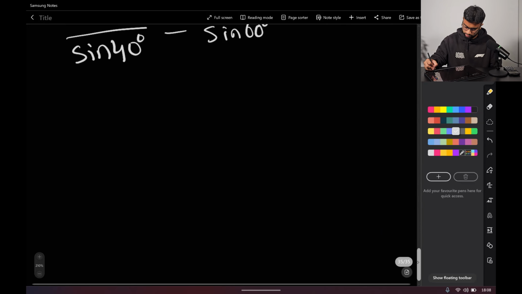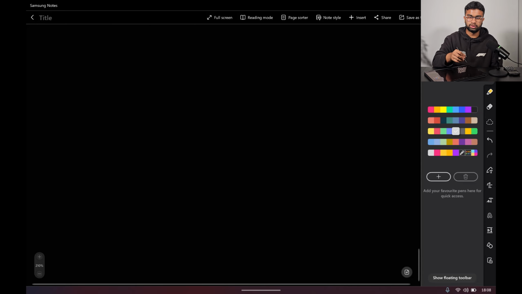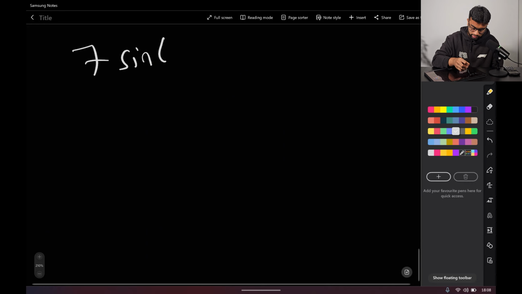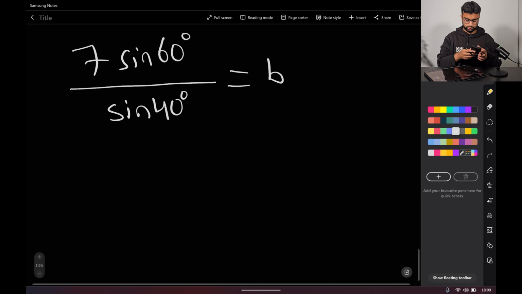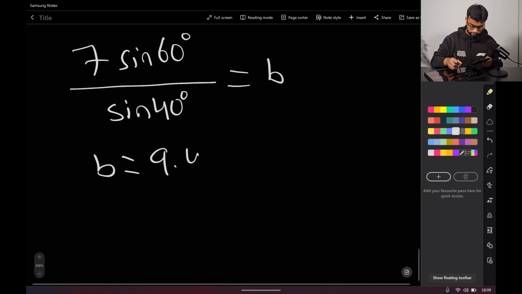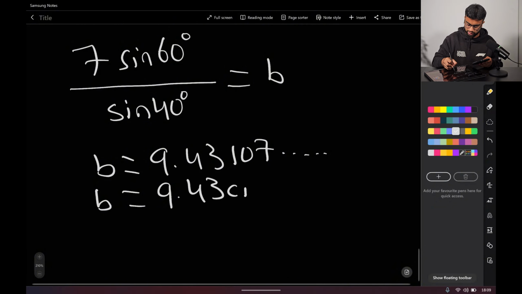So if you want b on its own, we'd have to multiply both sides by sine 60, which would give us 7 sine 60 over sine 40 is equal to b. And if you put this into a calculator, we'd see that b is equal to 9.43107, and then there's more numbers after that, but we can just round this to 9.43 centimeters, and that is the value of length b.